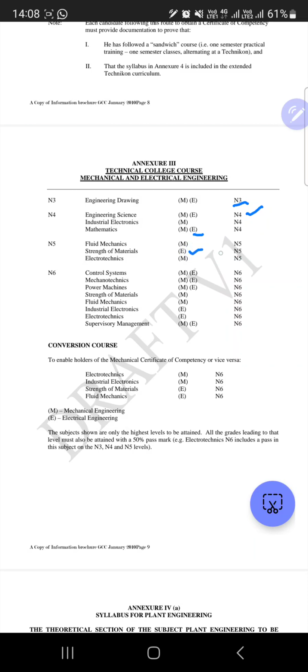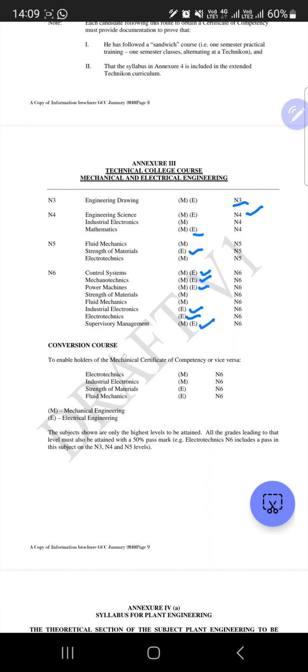At N5, you need strength of material. Remember, we're talking about those who are doing electricity. So in N5, they need strength of material and electrical subjects. And when they move to N6, they only need electro, and if you are an electrical, in N5 you have done electrotechniques and industrial. So in N6 you have electro, industrial, and then you also need supervisor management, power machine, mechanotechnics and control system.